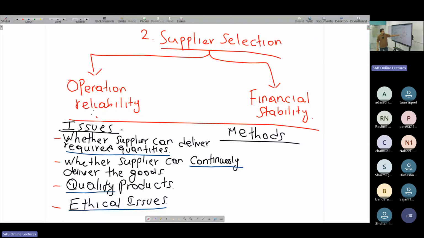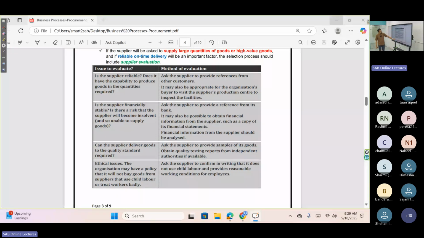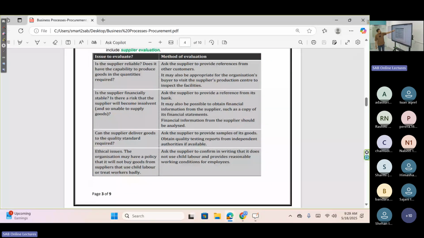Make issues, methods of evaluation. First, we will discuss this part. Is the supplier reliable? Does it have the capability to produce goods in the quantities required? This means whether the required quantities can be delivered by him. In simple format, whether he can deliver the required quantities.